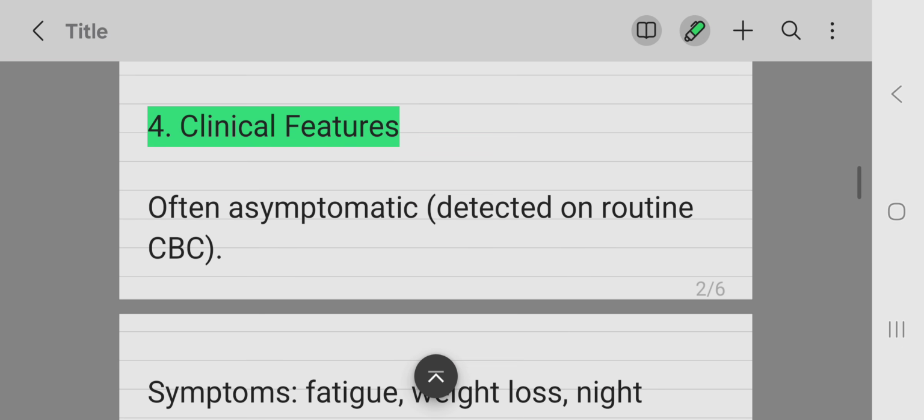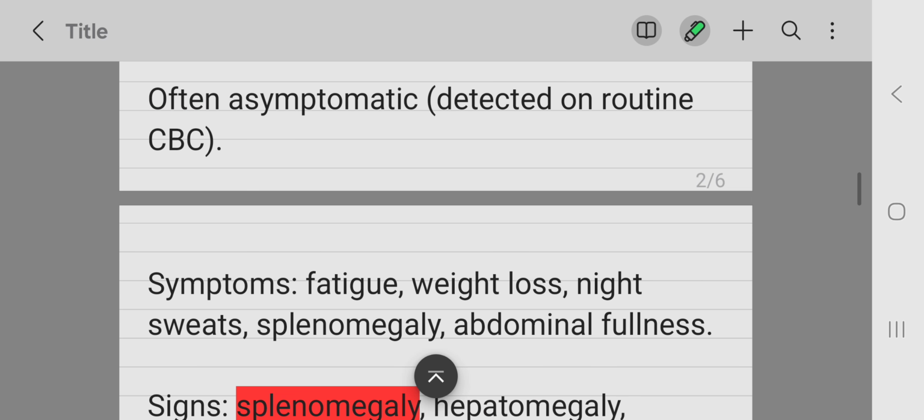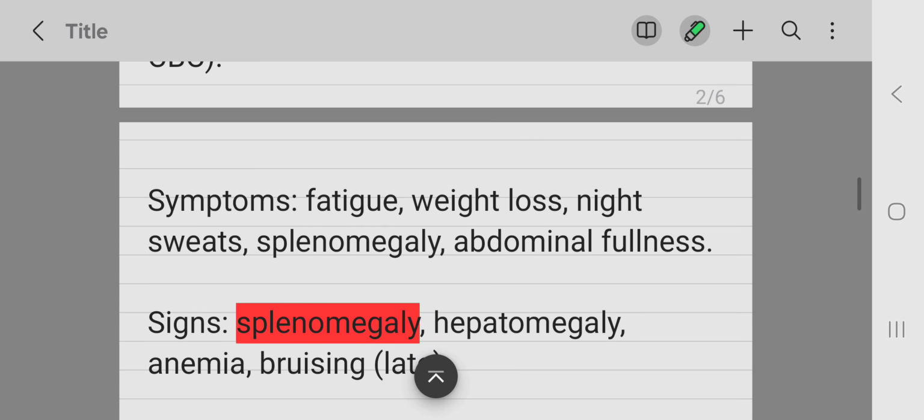The patient may be asymptomatic initially during the chronic phase because the cells can function normally, and it can be detected on routine CBC. The symptoms that patients present with are fatigue due to anemia, weight loss because this is a hypermetabolic state, night sweats, and splenomegaly. Splenomegaly may be massive and lead to early satiety and abdominal pain.